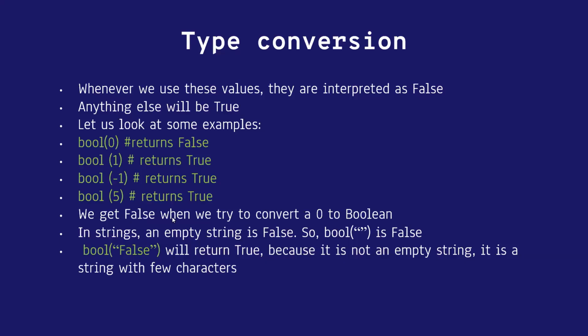Now, so we get the fourth one. We try to convert a 0 to Boolean. In strings, an empty string is false. So bool of an empty string is false. Bool of the string false will return true because it's not an empty string. It is a string with a few characters. So that is it for numbers.